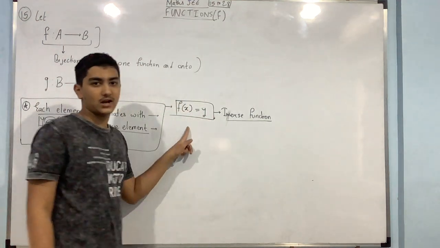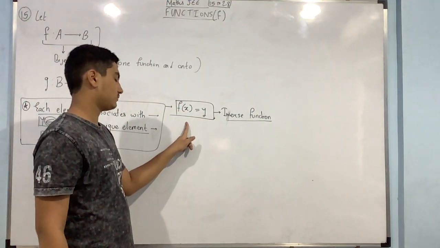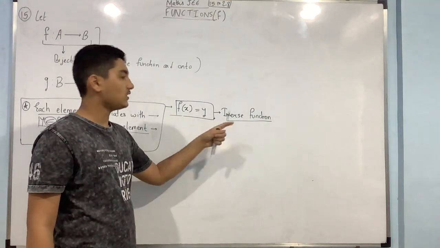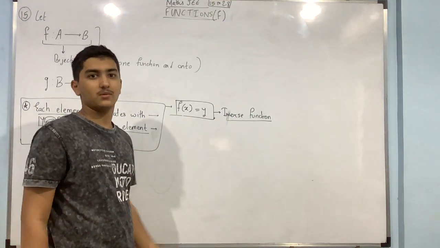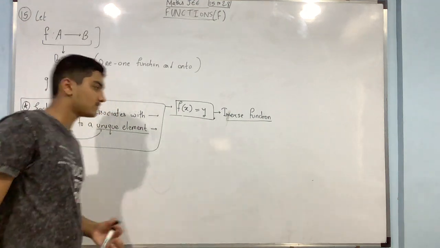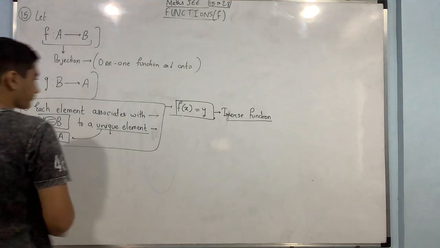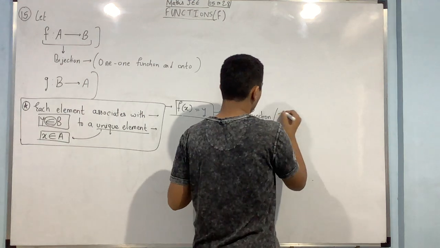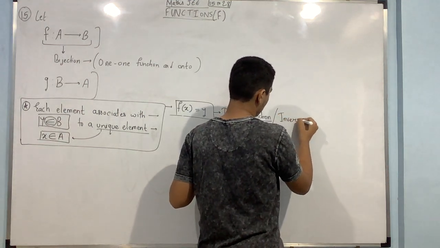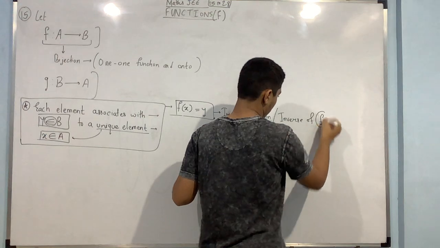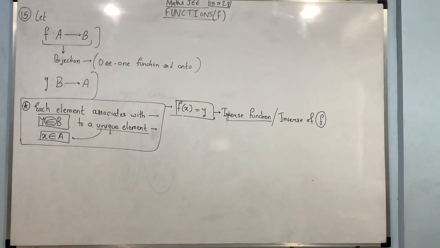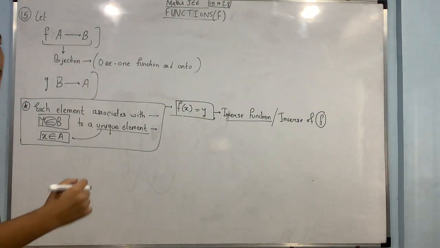If you see this kind of function, then it is called the inverse function. What do we call this? Inverse function. I am doing it just as given in the points. You can also write it as inverse of F, or the inverse function. Okay, I hope you understand.